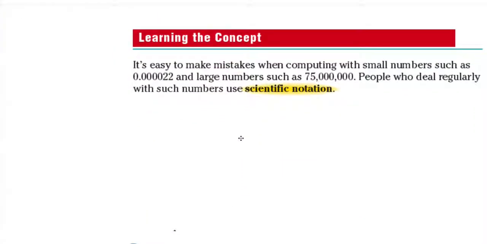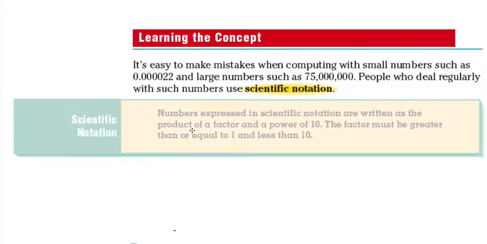Let's find out. It's easy to make mistakes when computing with small numbers such as 0.000022 and large numbers such as 75 million. People who deal regularly with such numbers use what we call scientific notation. Okay, and what is scientific notation?